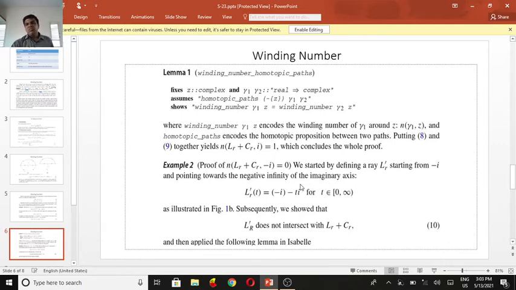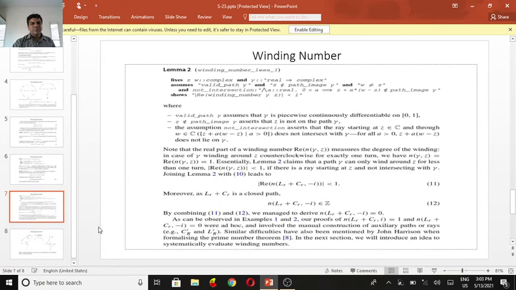Negative infinity of the imaginary axis, that is, L_R' of t equals minus i minus t i, for t belonging to the closed-open interval 0 to infinity. As illustrated in the figure, we saw that L_R' does not intersect with L_R plus C_R, and then we apply the following lemma to this.